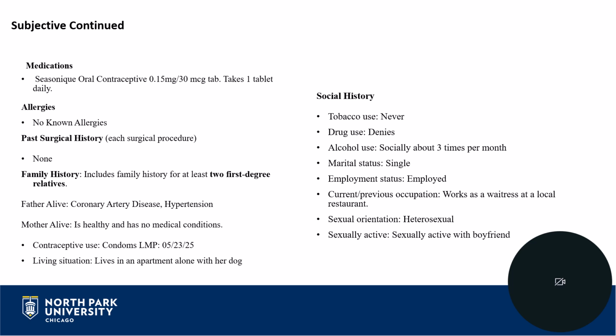She has contraceptive use and condoms, her last period. She lives in an apartment alone with her dog. She does not use tobacco or drugs. She socially drinks alcohol, but not very much. She's single, employed. She works as a waitress. She's heterosexual, and she's currently sexually active with her boyfriend.